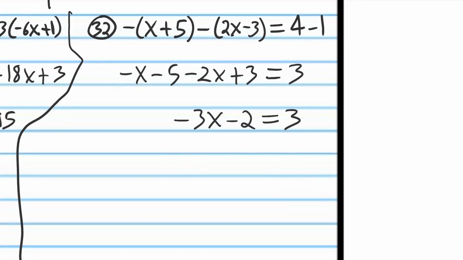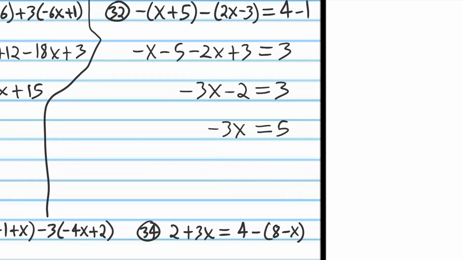And we're going to add 2 to both sides. And divide both sides by negative 3. And we get negative 5 over 3. And again, you can write that negative in the numerator, or you can write it right next to the fraction sign. But I didn't have any room here, so I just wrote it in the numerator.